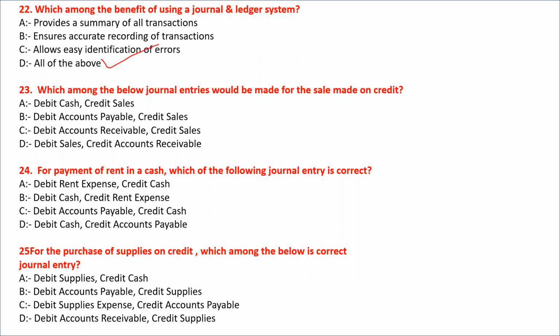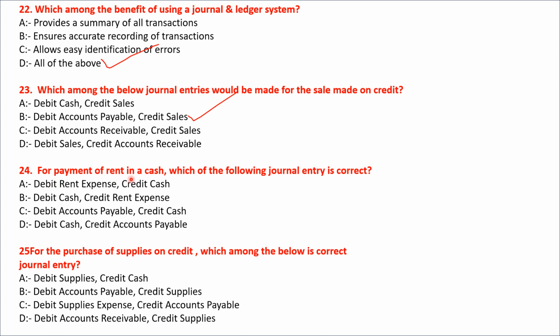Okay, next question is, which among the below journal entries would be made for the sale made on credit? The options are: debit cash, credit sales; debit accounts payable, credit sales; debit accounts receivable, credit sales; and debit sales, credit accounts receivable. So the right answer will be option B, debit accounts payable and credit sales. Okay, let's see the next question.